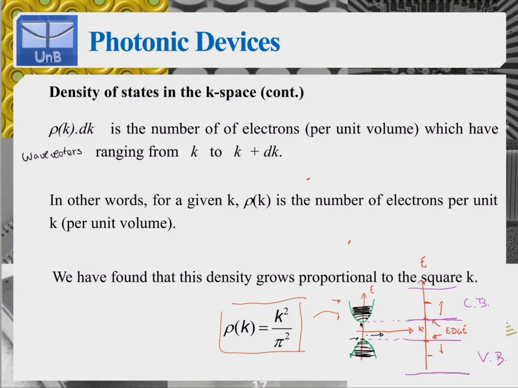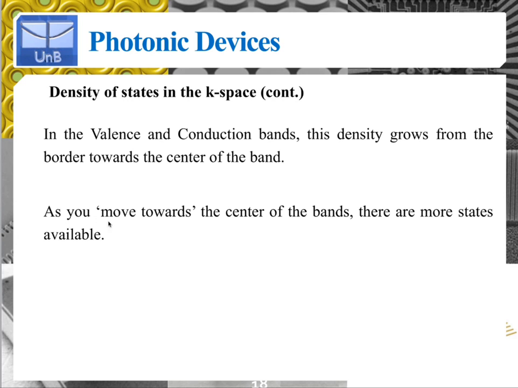Towards the band edge, you have a smaller density of states. As you go towards the center of the band, as you go up in the conduction band and down in the valence band, you will have larger densities of states. So as you move towards the center of the bands, there are more states available.